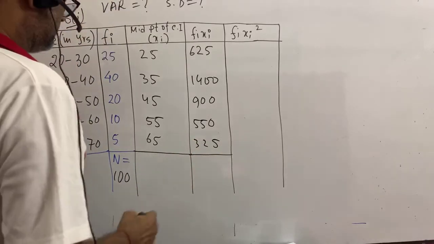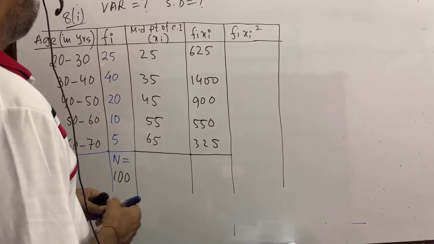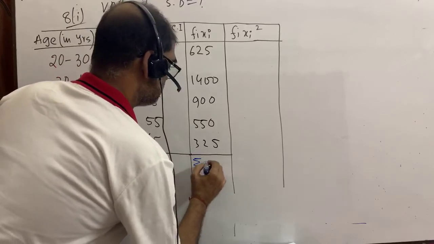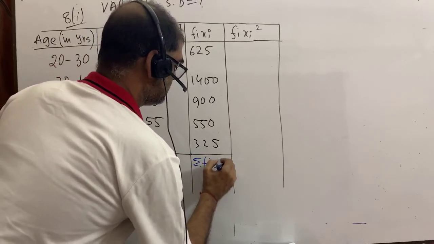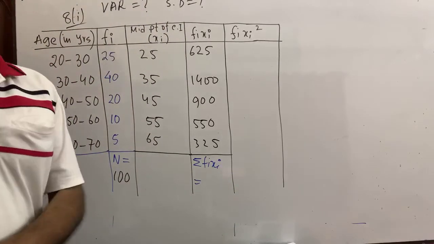You write down summation fi xi. This is the sum of fi xi. Now can you calculate it, please? All of you are required to calculate. Please calculate.